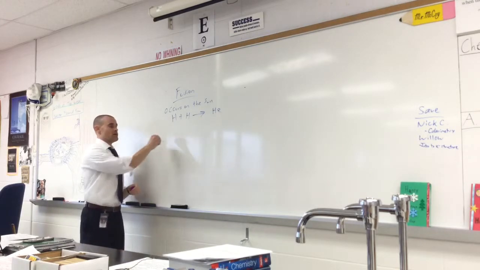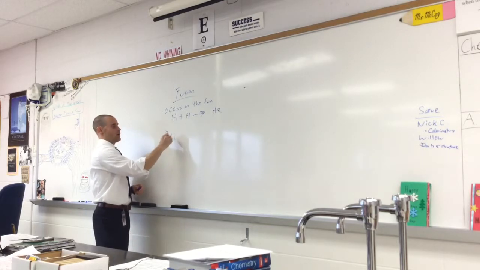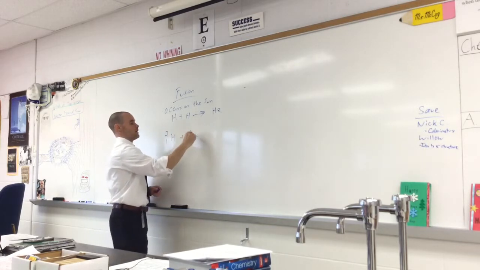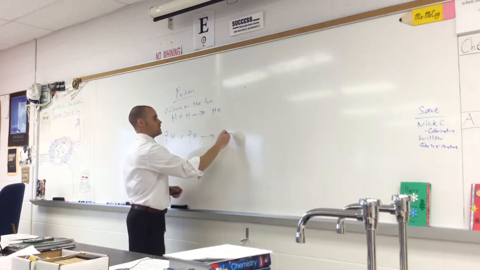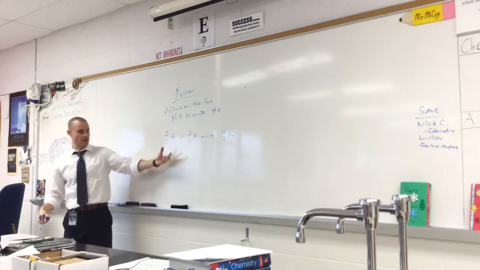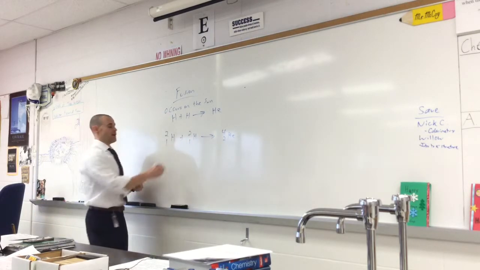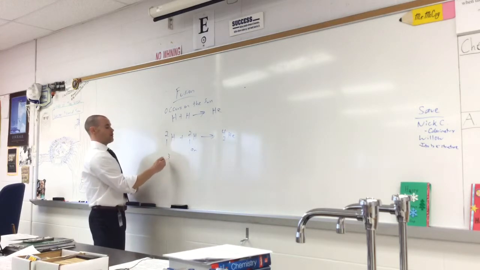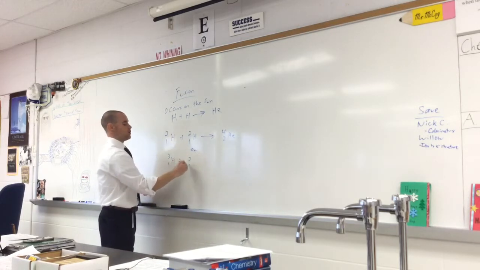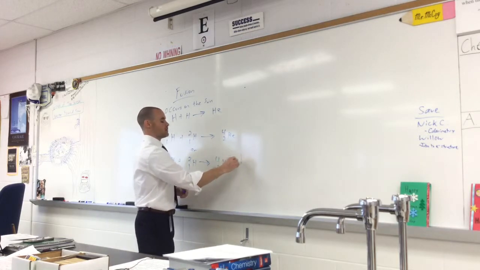Now, the two equations that you're going to see on the Regents are going to be this one. I'm going to give you two. 2 over 1 H plus 2 over 1 H yields 4 over 2 He. That's one that you'll see on the Regents. It's the same principle. Hydrogen atoms coming together, turning into helium. And then the other one would be 3 over 1 H plus 2 over 1 H yields 4 over 2 He plus 1 over 0 n.